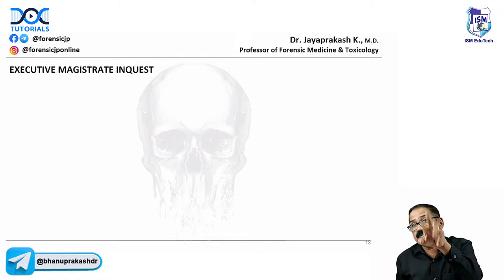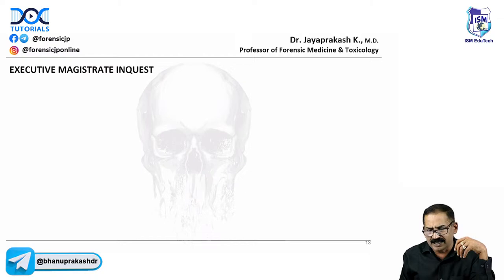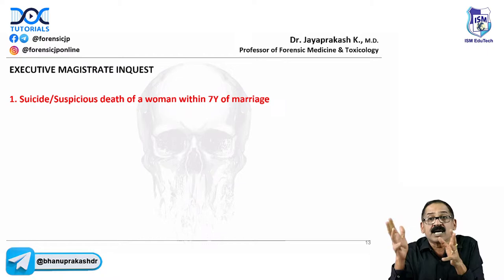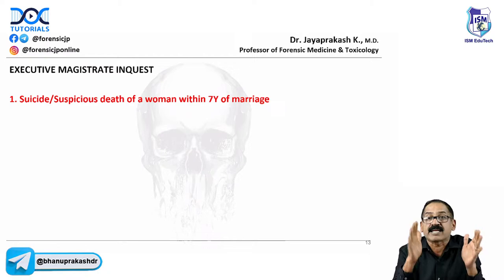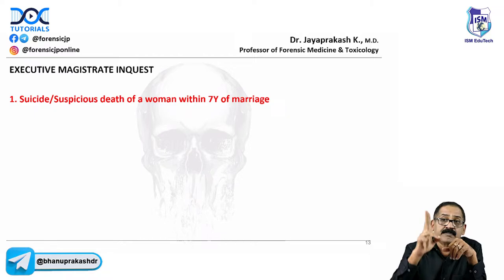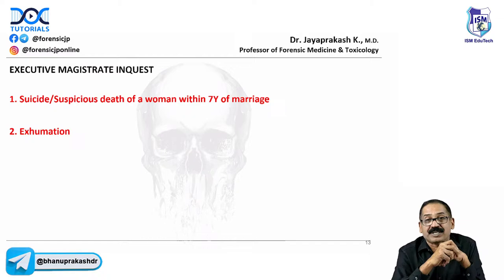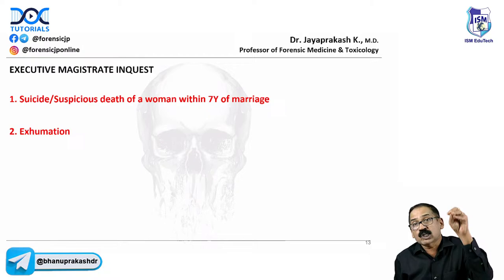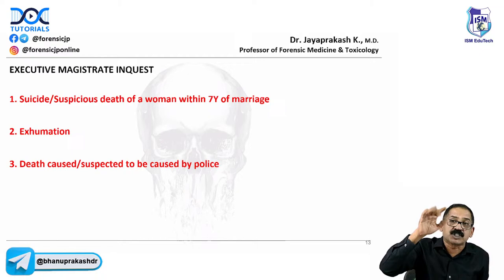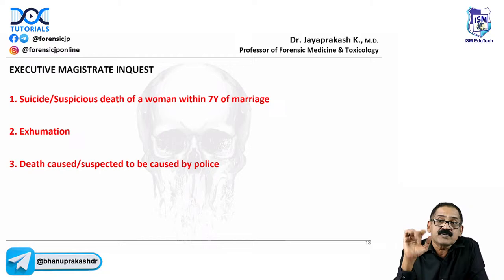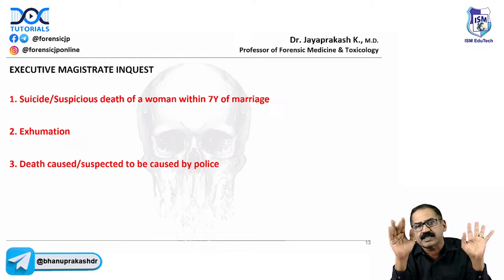Executive magistrates hold inquest, number one, when a married woman commits suicide or dies under suspicious circumstances within 7 years of marriage, suspecting dowry death. Number two, in case of disinterment or exhumation. Not disintegration, disinterment. Number three, death caused by the police or suspected to be caused by police. For example, a person dies during police firing, during a police lathi charge, or while being taken from one police station to another, or from police station to court, or court to prison, whatever it is. The executive magistrate will hold the inquest.